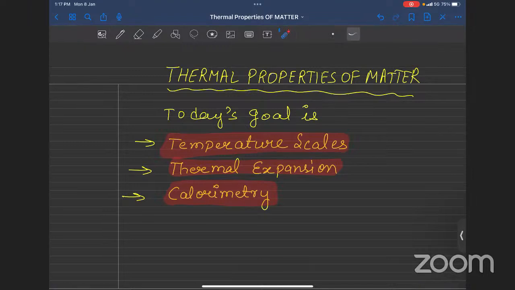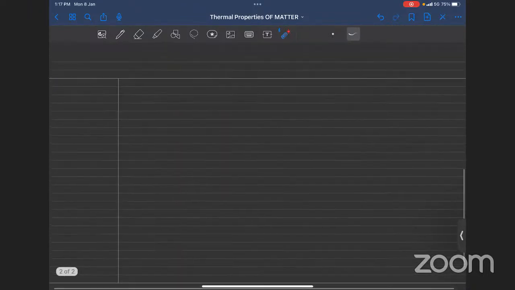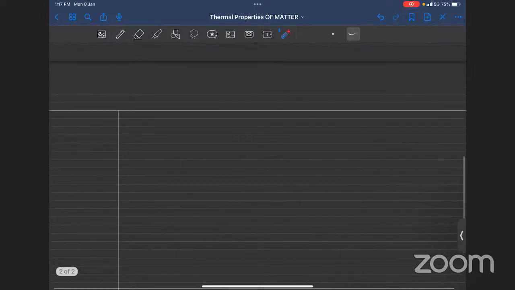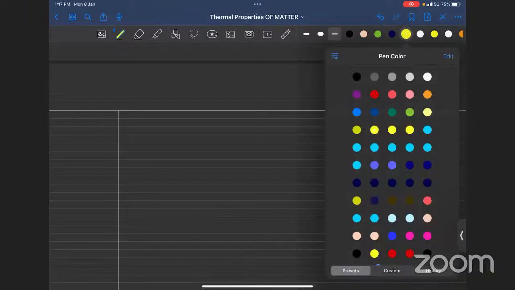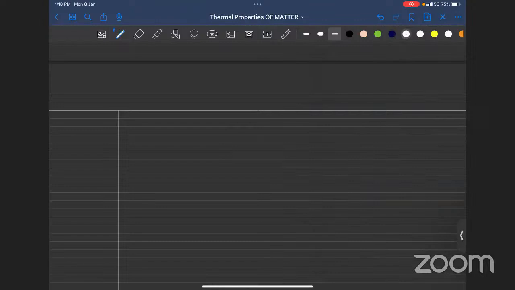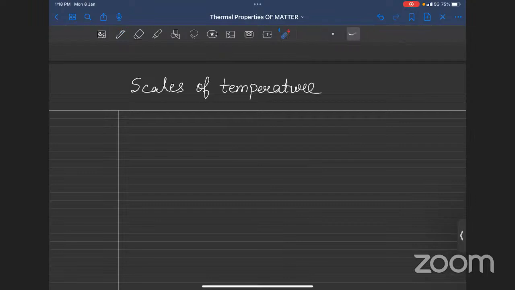So let us start with the first topic. At first, today will be this topic, that is scales of temperature. Scales of temperature.